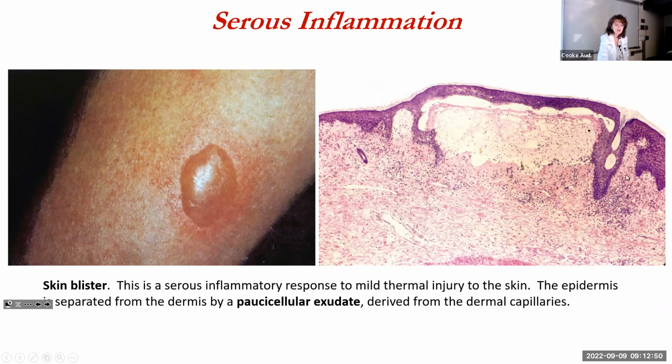And here in the close-up, in the microscopic section, you see this area of fluid accumulation between the epidermis and the dermis. Also, you can see some inflammatory infiltrate derived from the dermal capillaries. But if you look at the microscope in higher power, you'll see this is a paucicellular exudate. Do you know what paucicellular means? Pauci. Few cells, very few cells, as opposed to rich.